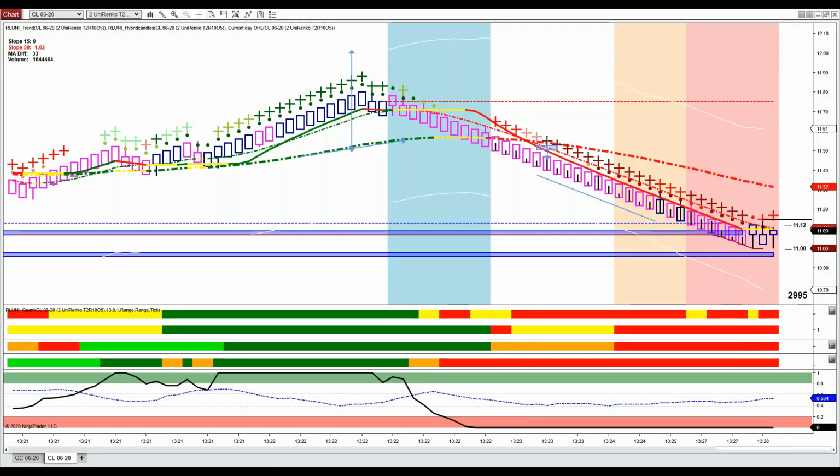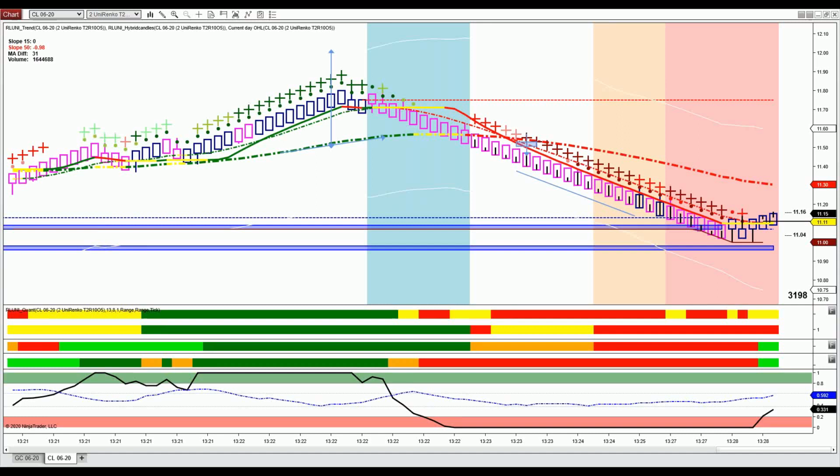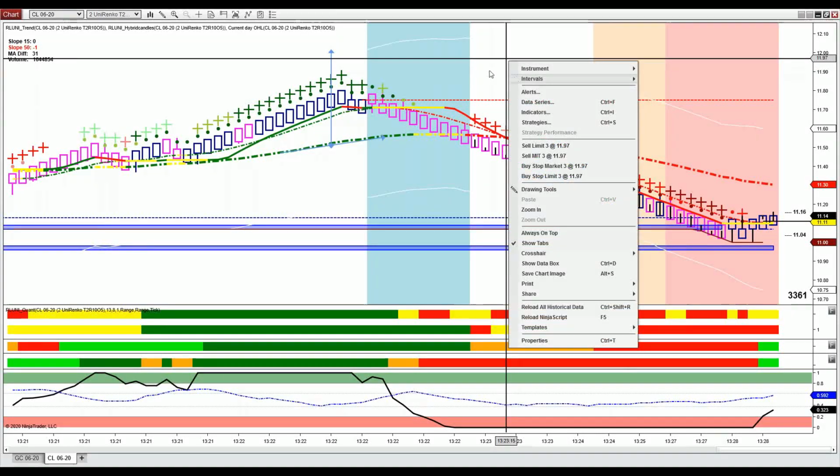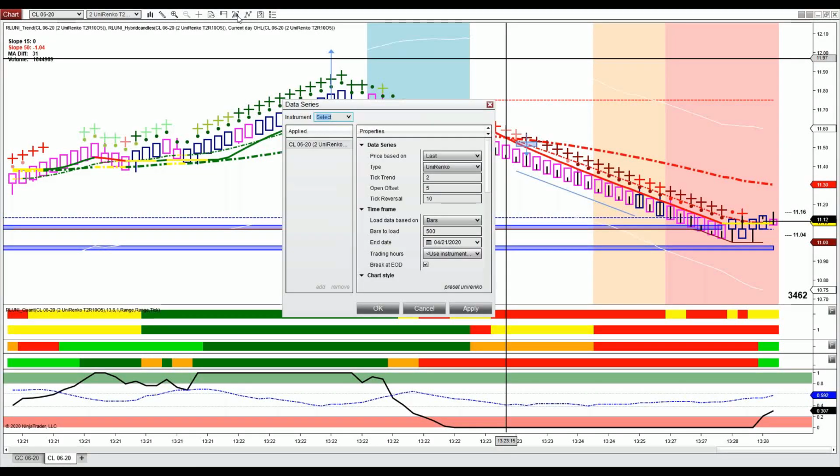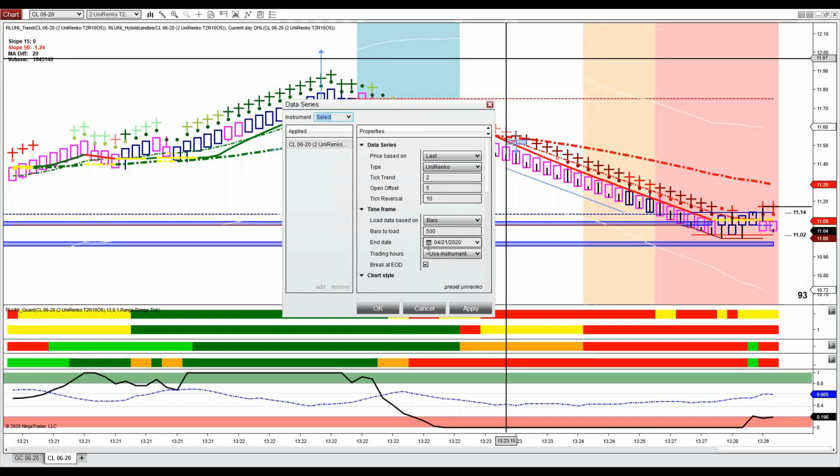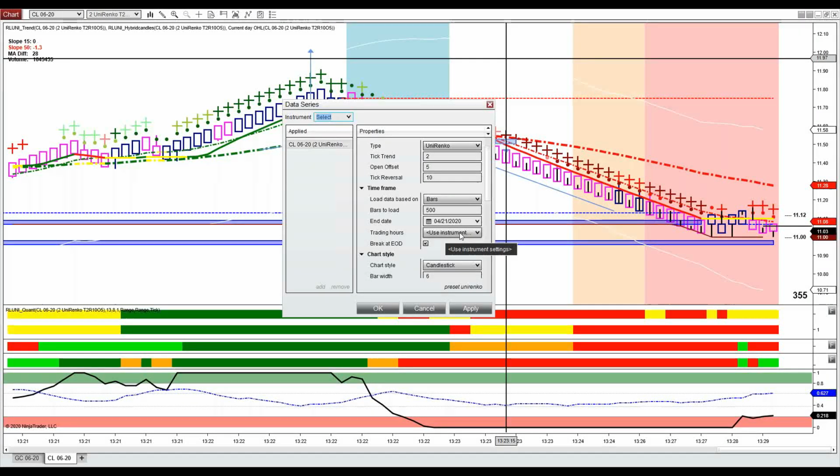Don't worry about it. Do you use or instrument settings? I'll show you. If we look here, we use the use instrument trading hours. That's a good question, Robert. That's what we use.